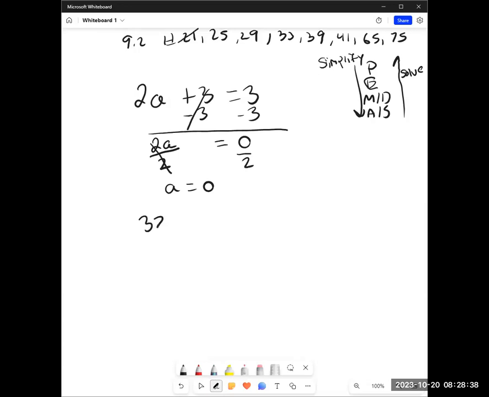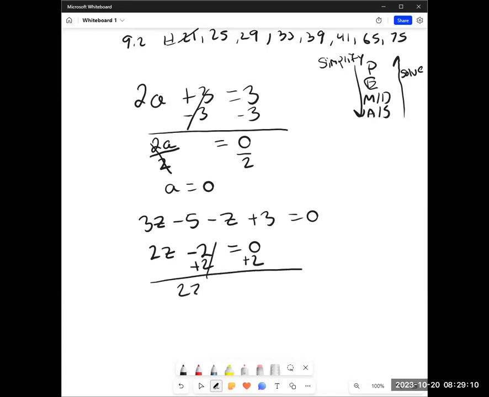Now let's look at 3z minus 5 minus z plus 3 is equal to 0. Remember, I told you simplify first before you try and solve, so we're going to combine our like terms. 3z minus z is 2z. Negative 5 plus 3 is negative 2. Now we're going to isolate our variable by adding 2 to both sides. 2z is equal to 2. Then we're going to divide by the coefficient of 2. And z is equal to 1.